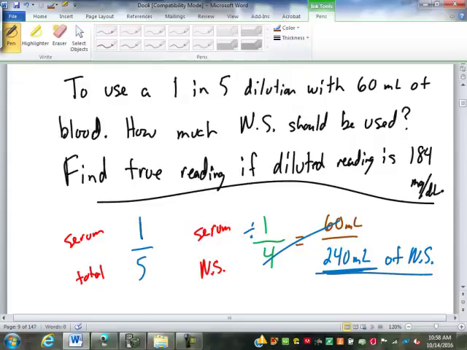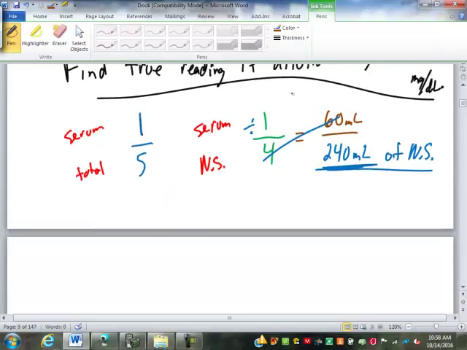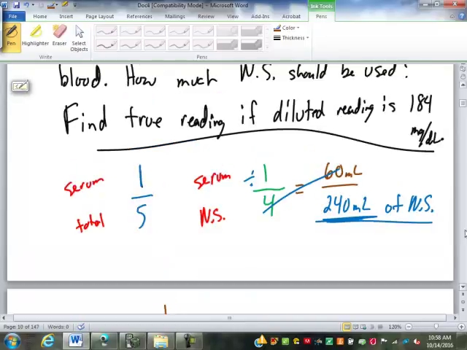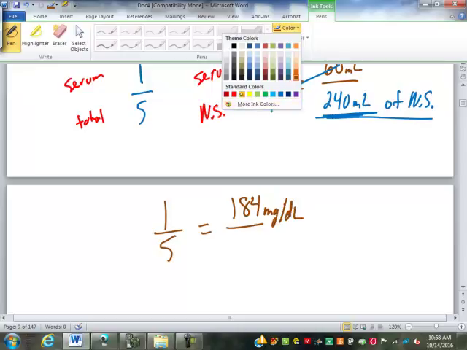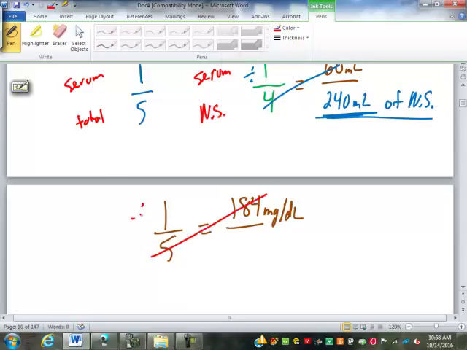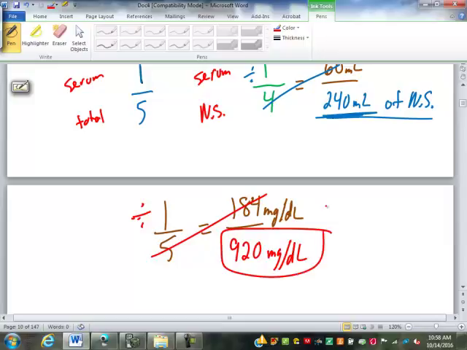So once we have it diluted, we have a 1 in 5 dilution. We had a diluted result of 184. That's going to be a small number. Cross multiply and divide. 184 times 5 divided by 1 is, what's that? 920, exactly. 920 milligrams per deciliter.